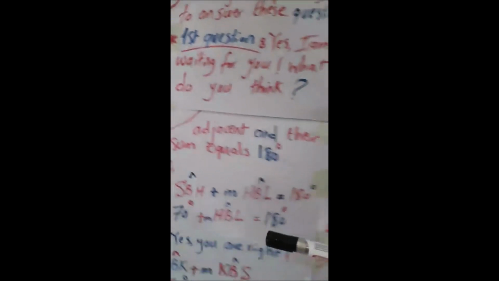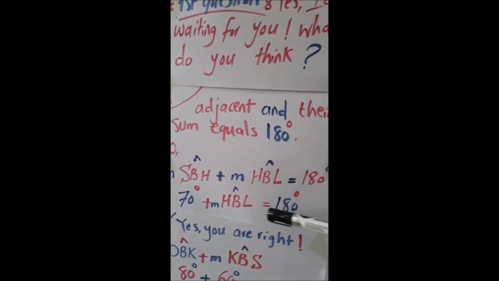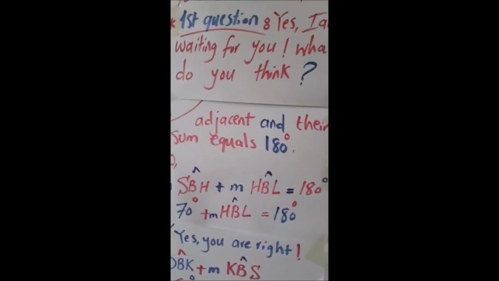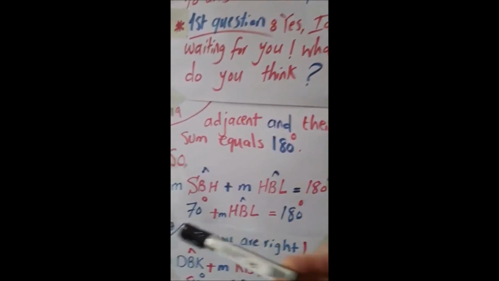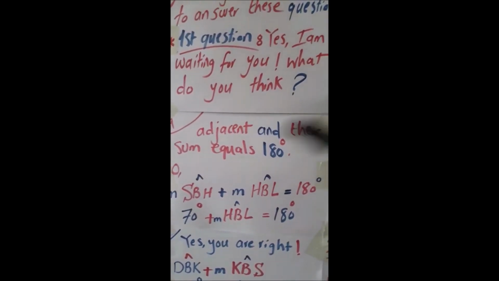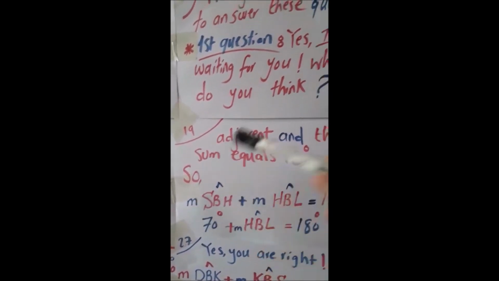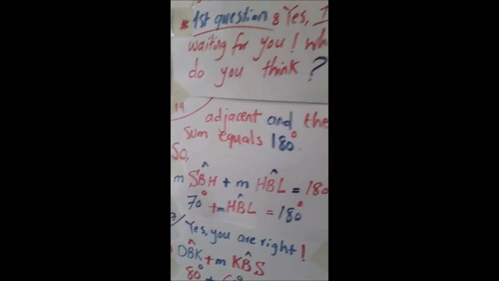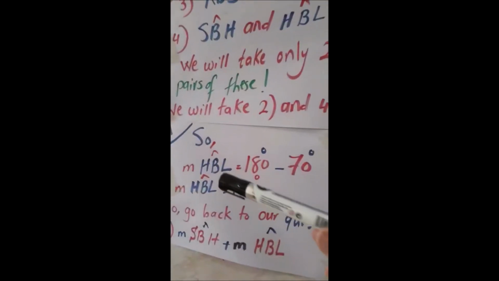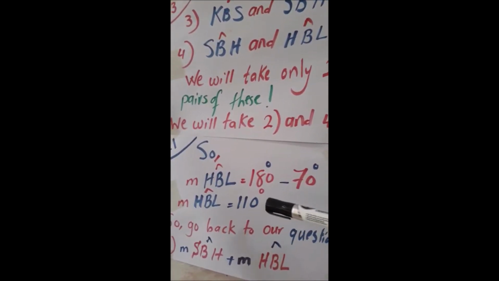So we will move 70 to the other side. We know it's an equation because we have a balance, the equal symbol between this side and this side. So anything we move from right to left or from left to right, we change its sign. So 70 is a plus, so we change it: numbers with numbers. The sign of 70 becomes minus. Excellent, the measure of HBL equals 180 minus 70. So the measure of HBL equals 110.